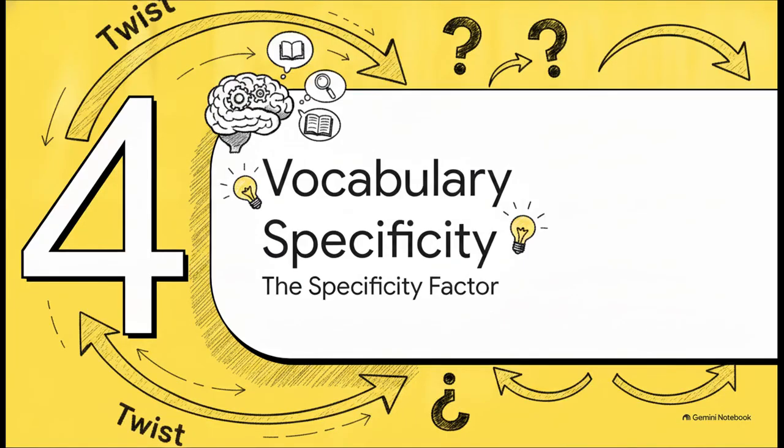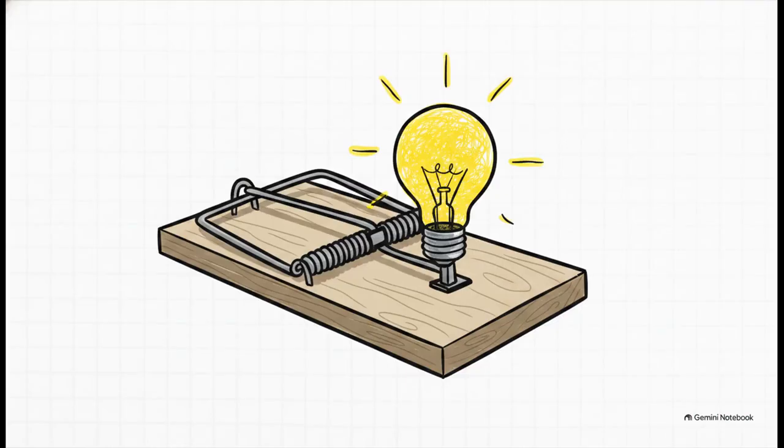Part 4. The vocabulary specificity factor. Now, intuitively, we all tend to think that using highly specific, domain-expert words is going to give us better, more accurate results. The logic goes, if we sound smart, the AI will act smart, right?